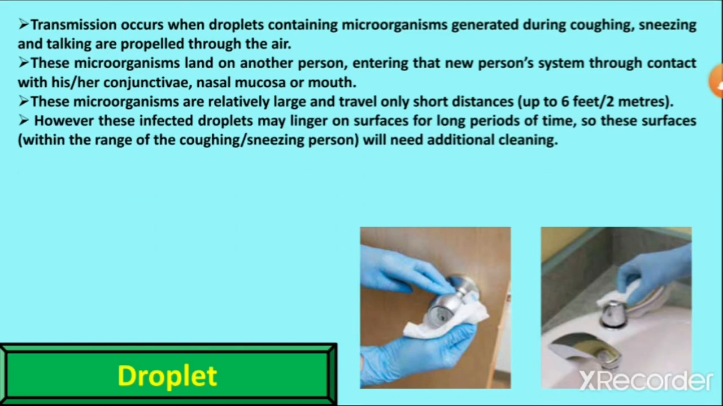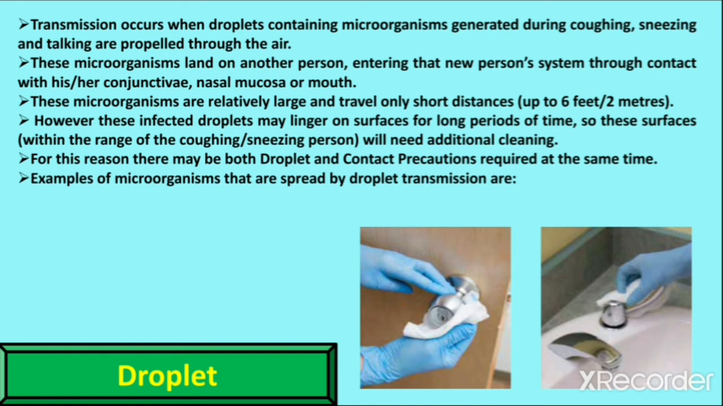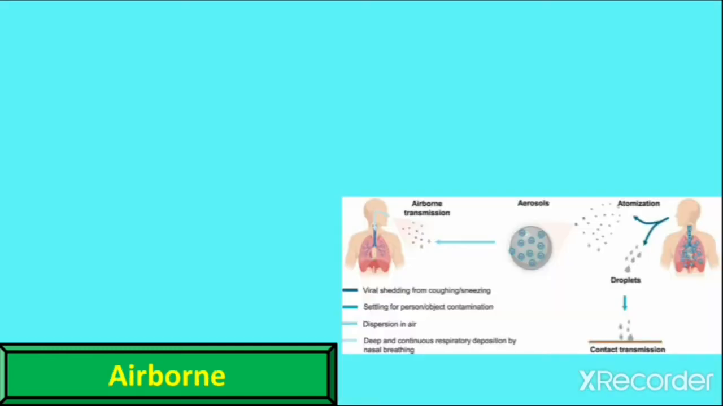However, these infected droplets may linger on surfaces for long periods of time, so the surfaces will need additional cleaning. For this reason, both droplet and contact precautions may be required at the same time. Examples of microorganisms that are spread by droplet transmission are influenza, colds, respiratory enterovirus, RSV, and some organisms causing pneumonia. So this is all about the droplets.